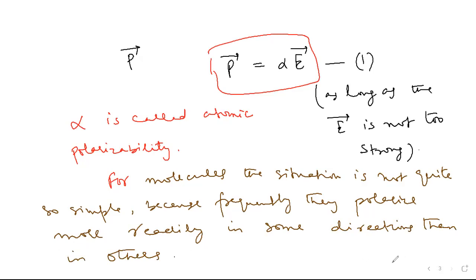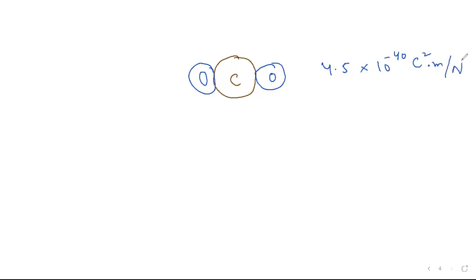Carbon dioxide, let me show some figure. This shows a carbon dioxide molecule. There are a carbon atom and two oxygen atoms. Now this carbon dioxide molecule, for instance, has a polarizability of 4.5 times 10 raised to the power minus 40 coulomb square meter per Newton when we apply the field along the axis of the molecule.